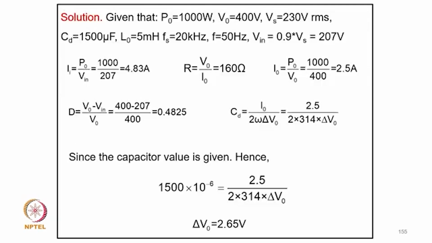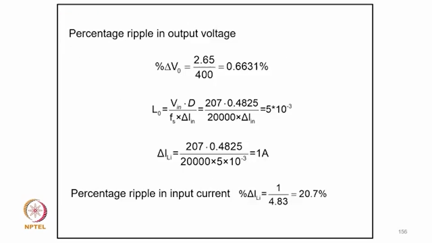So coming to the solution, I input is PO upon V in, that's 4.83. R equal to VO upon IO, so 160 ohm, and I0 equal to PO upon V0, that's 2.5. The duty cycle comes again in the same manner, VO minus V in divided by VO, 0.4825. And CD comes I0 upon 2 omega delta V. Putting the value, since the capacitor is given, we get delta V equal to 2.65 volt, and the percentage output ripple is 2.65 divided by 400, so it comes 0.66.